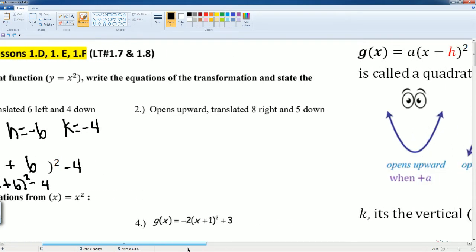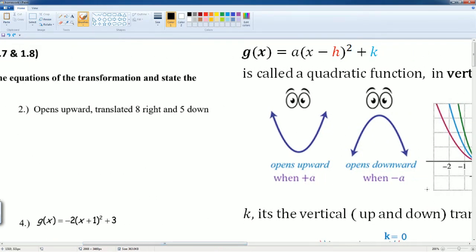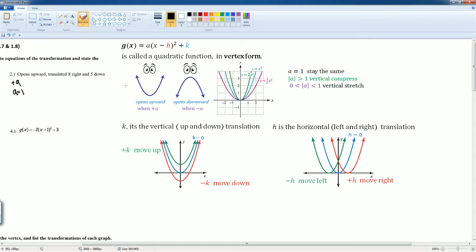Let's do this one now. Opens upwards. That is when a is positive. There is no stretch or compression. So we will say that a is equal to 1. Okay, right there. And it says translate 8 to the right. So that is when h is equal to 8. 5 down. So k is equal to negative 5.